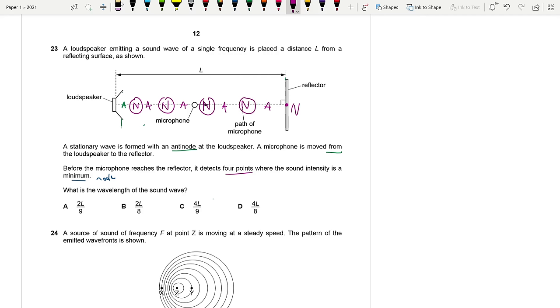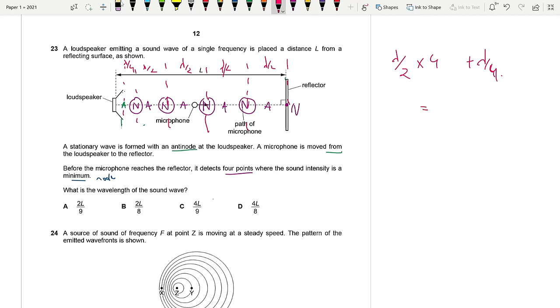Okay, these are the 4 points that we're talking about. And at the reflector, there's another node, obviously. Okay, so let's do the math now. Node to node, that's lambda by 2. Node to node, lambda by 2. And node to antinode is lambda by 4. So it's basically lambda by 2 four times plus lambda by 4 once. So 1 by 2 into 4 plus 1 by 4.